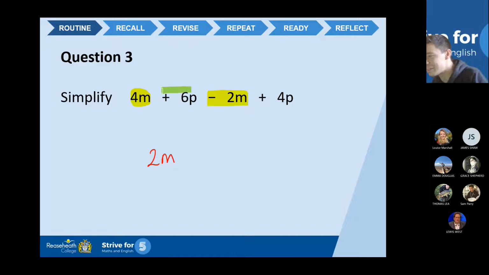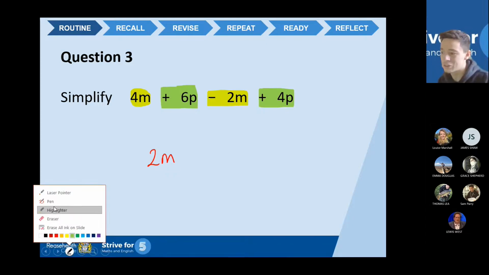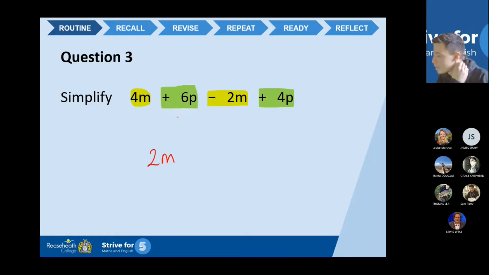So let's highlight my P's in green. And I honestly encourage you to do this in your exam. With your exam questions, circle them, bubble them, colour them in, highlight them, whatever you need to do. So you can see quite clearly your M's and your P's or your X's and your Y's, so you know that they're separate, okay? So I've got 6 plus 4.